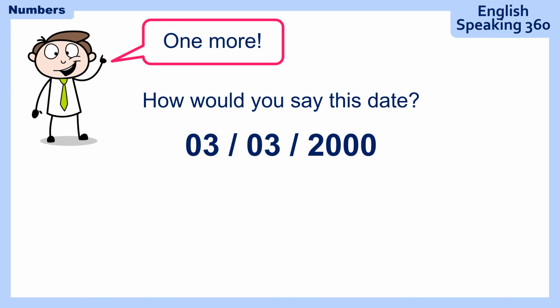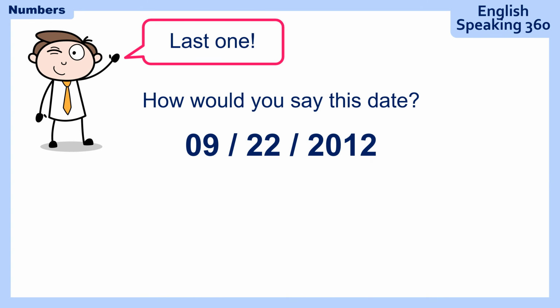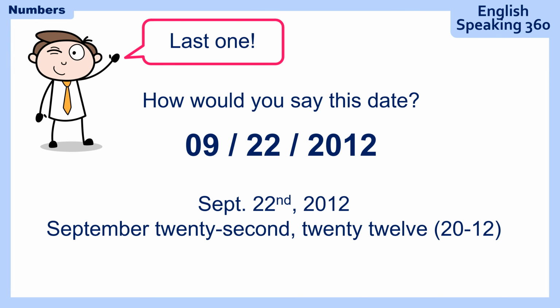One more. How would you say this date? Ready? March 3rd, 2000. And the last one, how would you say it? You would say September 22nd, 2012. Or, of course, instead of 2012, you could say 2012.